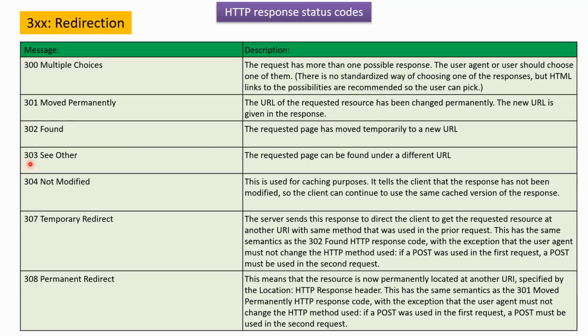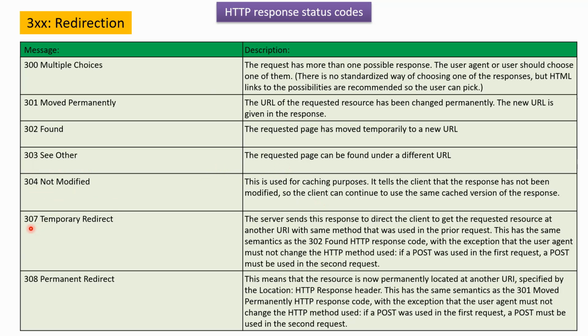Status code 303, which is nothing but see other. The requested page can be found under different URL. Status code 304, which is nothing but not modified. This status code is used for caching purposes. This status code tells the client that the response has not been modified, so the client can continue to use the same cached version of the response.